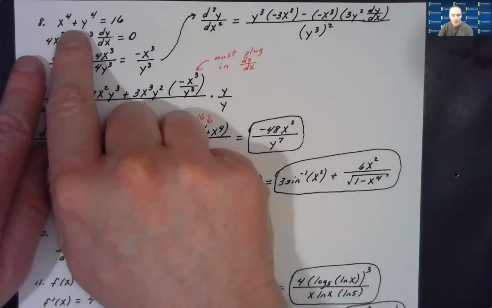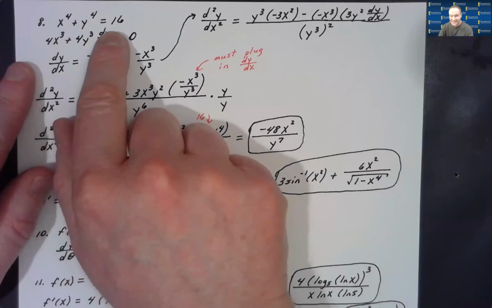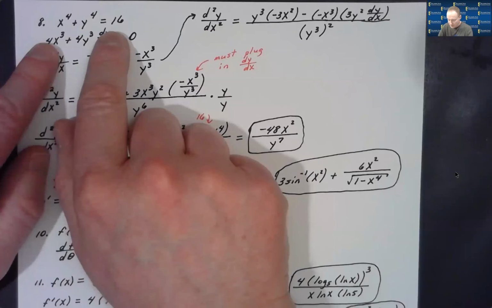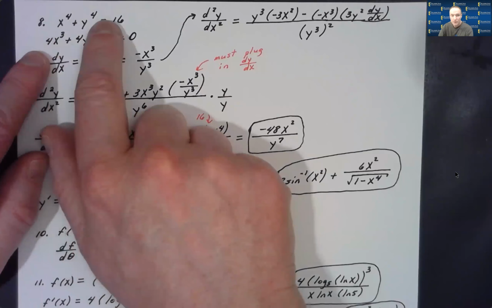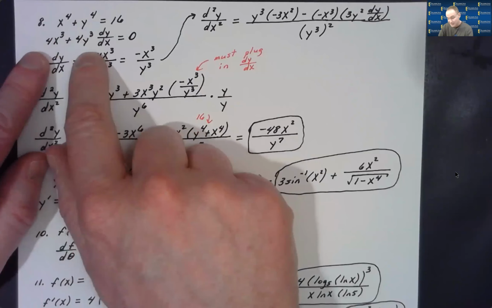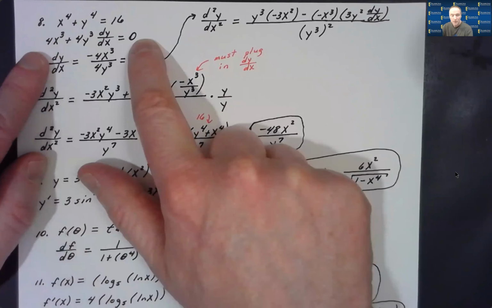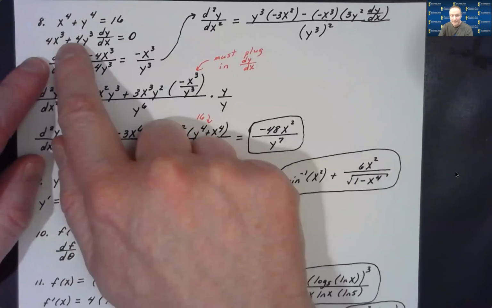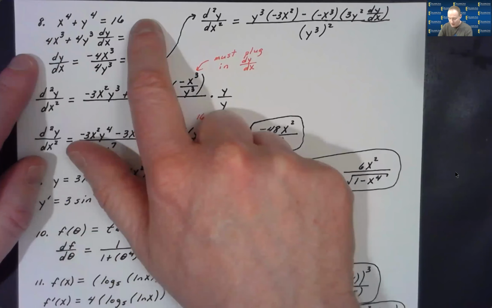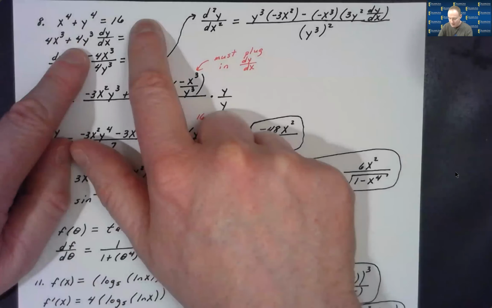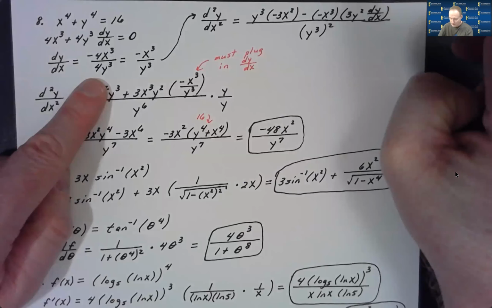Okay, so now with this problem, we have x to the fourth plus y to the fourth is equal to 16, and we're supposed to find the second derivative. So first, the derivative of x to the fourth is 4x to the third. The derivative of y to the fourth is 4y to the third times the derivative of y with respect to x. We know the derivative of any constant is 0. Now, that 4x cubed moves to the right-hand side and becomes a negative 4x cubed. Then I divide it by the coefficient of dy dx, 4y cubed. So the right-hand side becomes negative 4x cubed divided by 4y cubed.